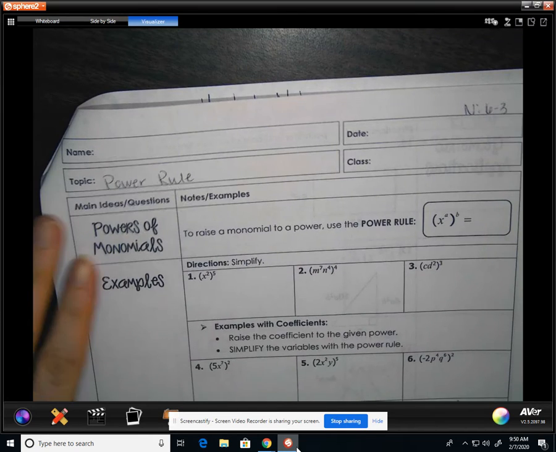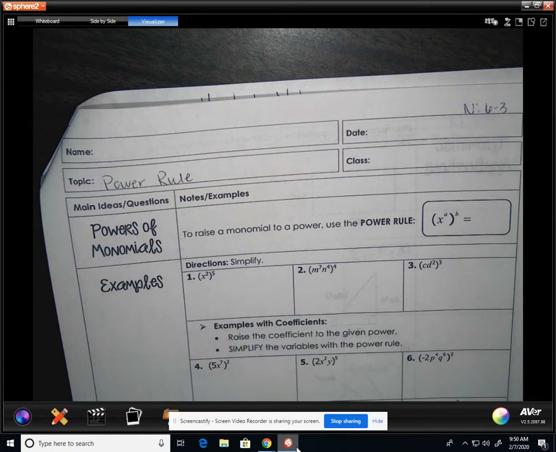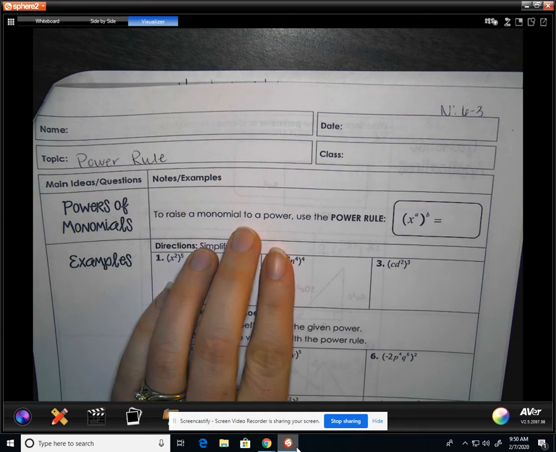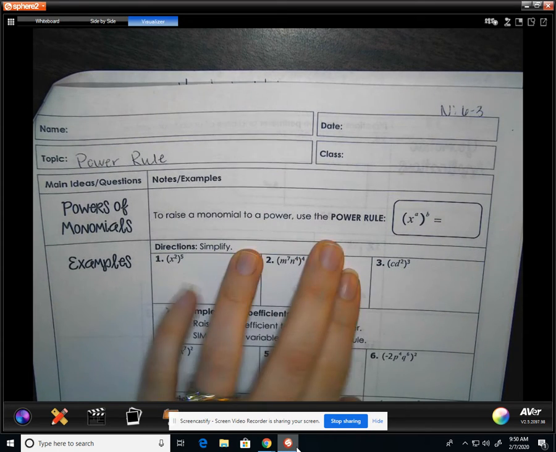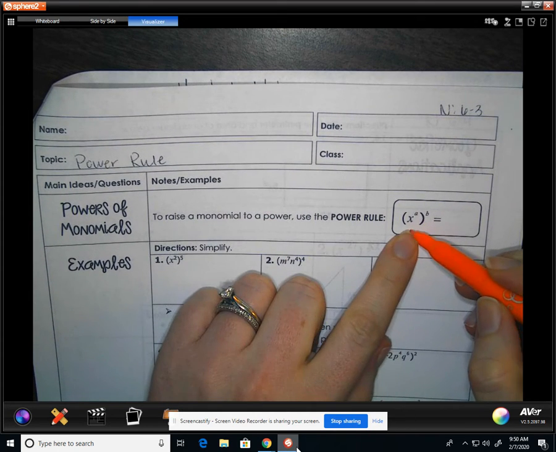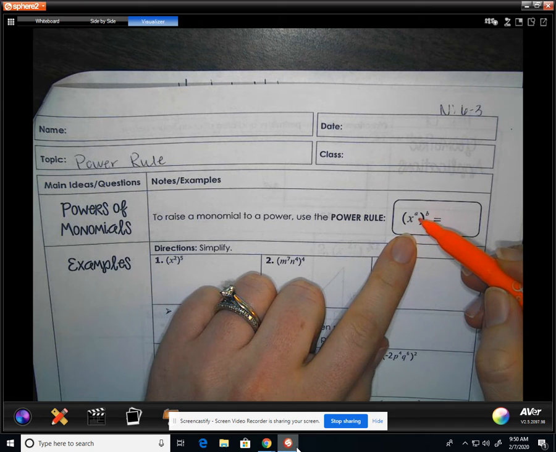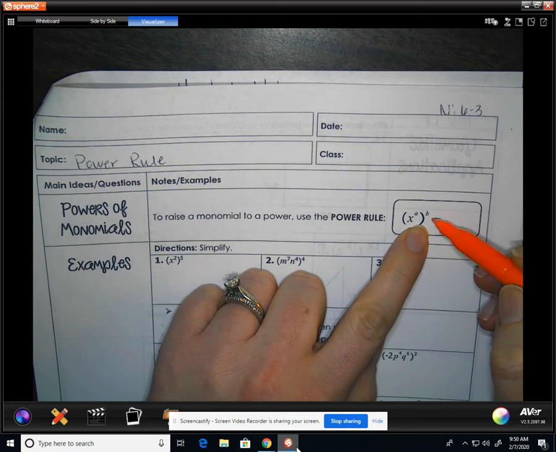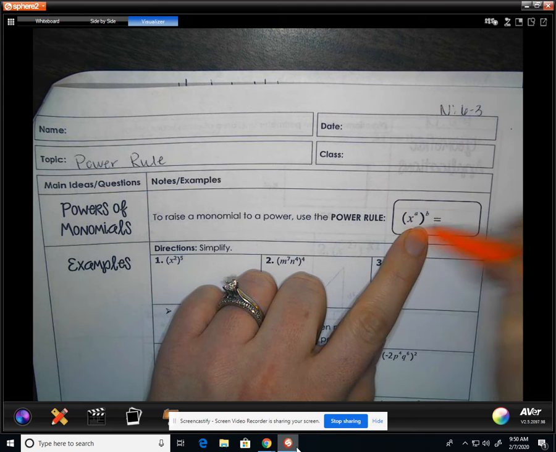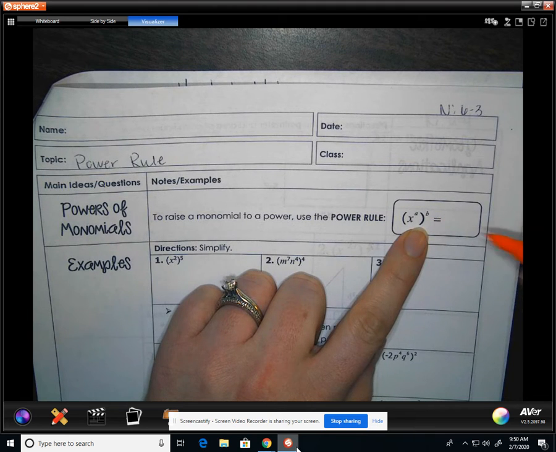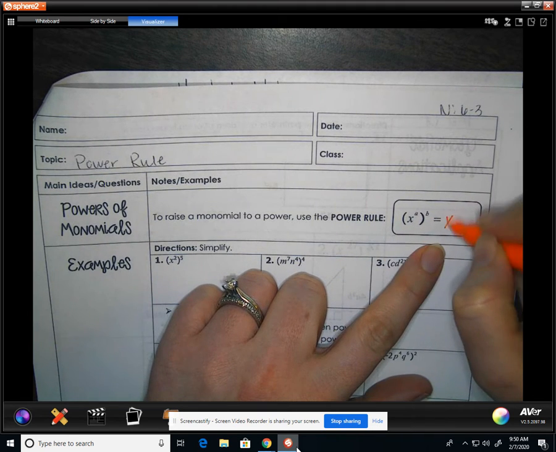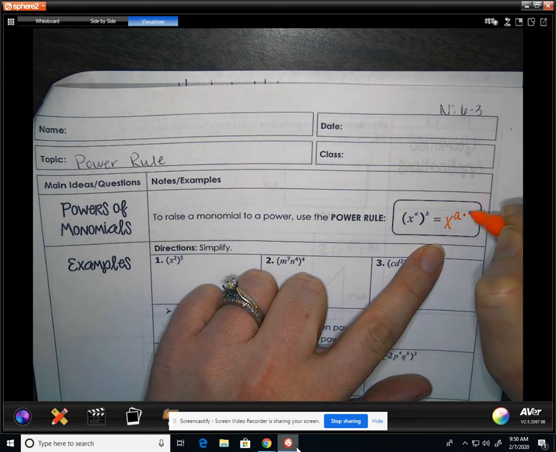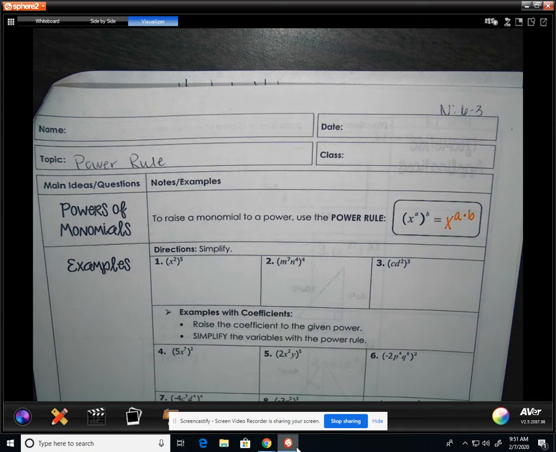All right, so now 6-3, we're going to talk about the power rule. Again, this is on your formula chart, so it's something you don't need to memorize. You just need to know how it works. So when you want to raise a monomial to a power, we use the power rule. In other words, if you have something inside parentheses with an exponent inside, and there's an exponent on the outside, a dead giveaway for the power rule is an outside exponent, you are going to do x to the a times b. So you're going to multiply.